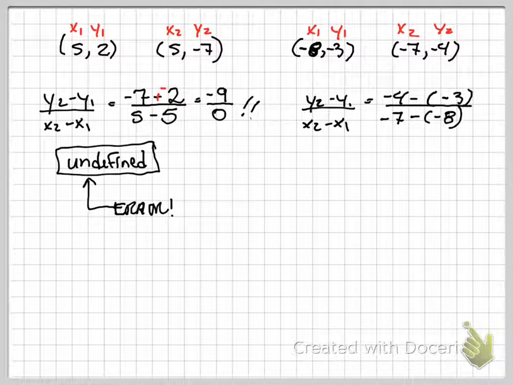All right, so we have negative 4 minus negative 3. If I add these together, that gives me a negative 1. And then I add these together, that gives us a positive 1. So overall, our slope is negative 1 over 1, or negative 1.